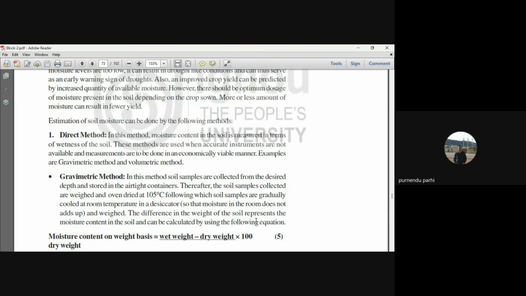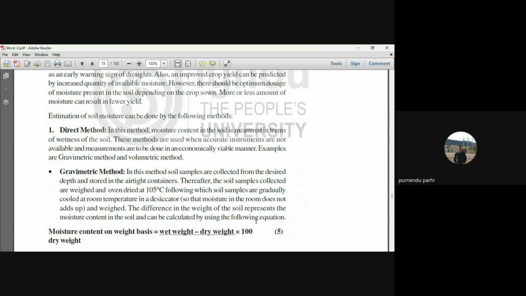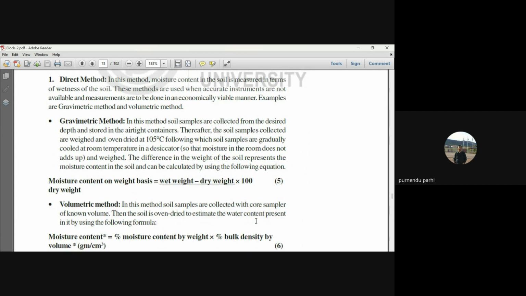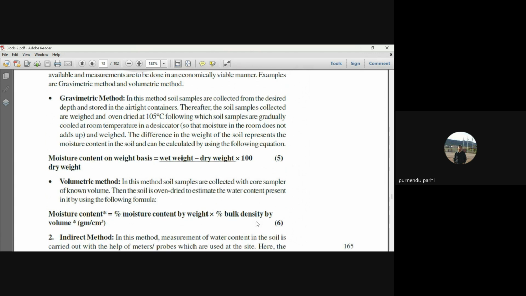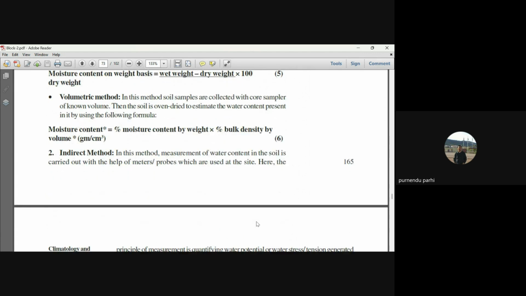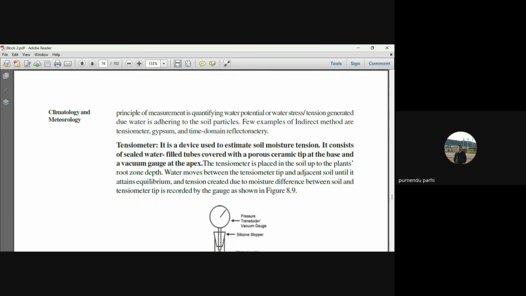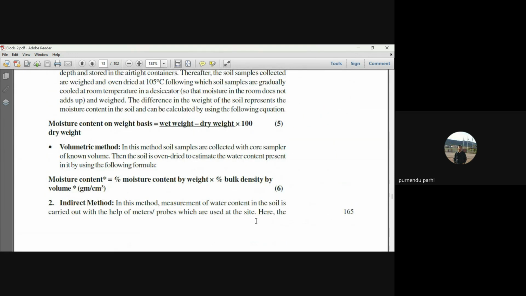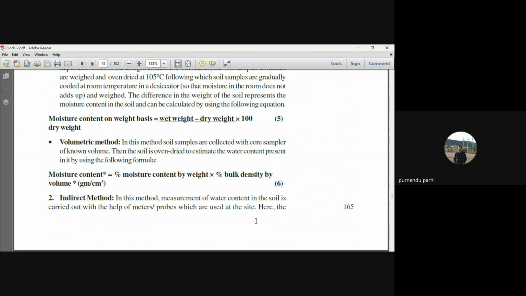Estimation of soil moisture can be done by the direct method and the indirect method. The direct method is the gravimetric method. Then you have the indirect method. So two methods are there in order to calculate the moisture content. The moisture content by the gravimetric method can be calculated as moisture content on wet basis equals wet weight minus dry weight, divided by wet weight, into 100.